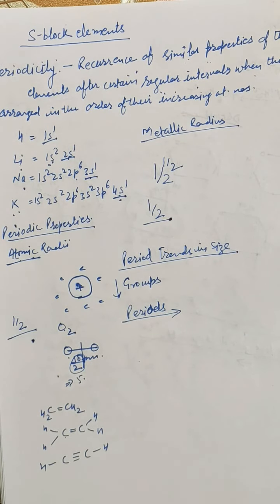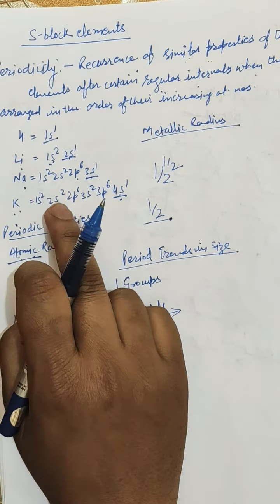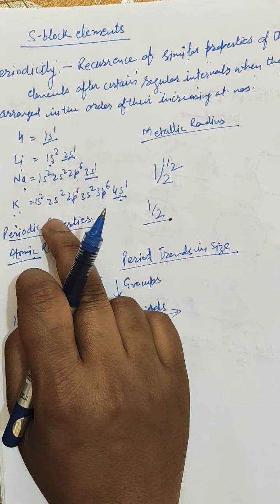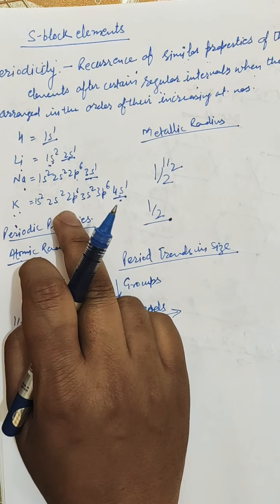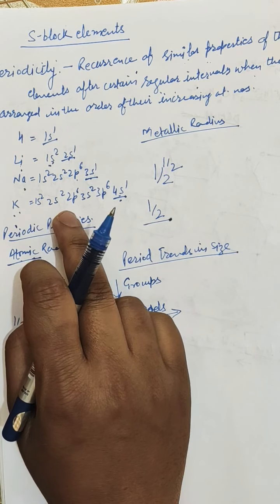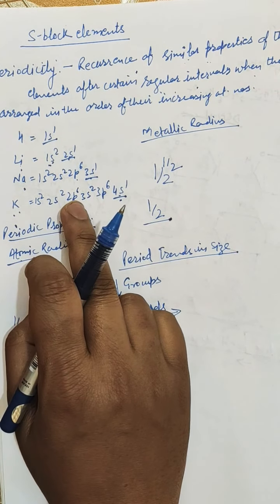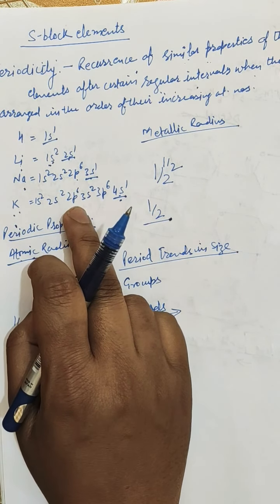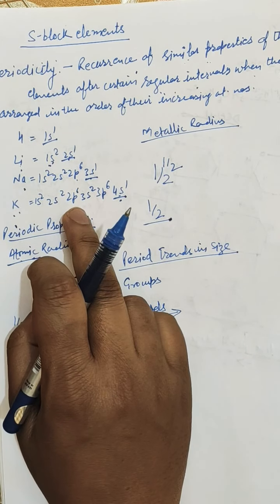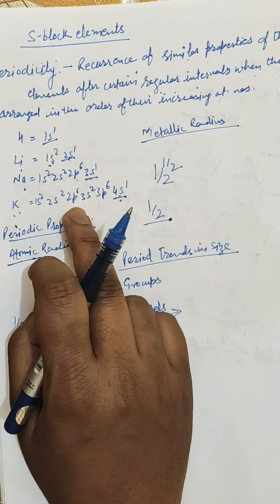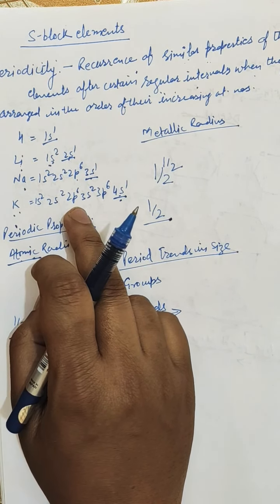So they are saying that although nuclear charge is increasing downward the group, there is also an increase in the principal quantum level, and the number of electrons is also increasing. This factor, the increase in the number of electrons, contributes more toward the increase in the size.